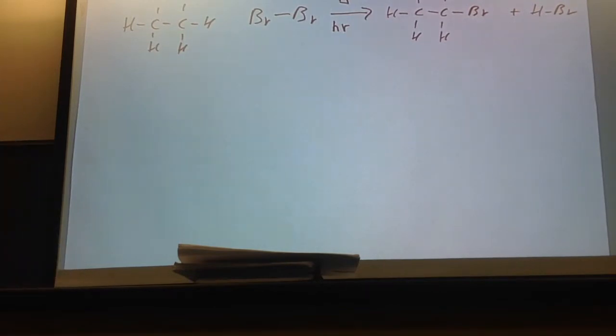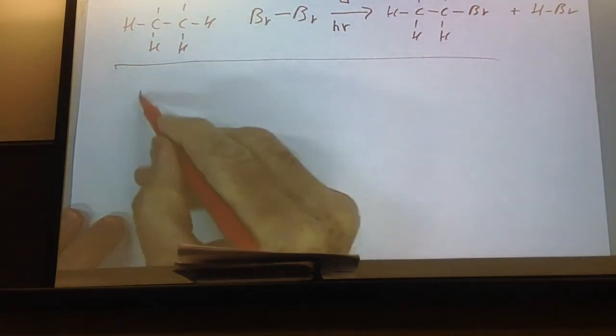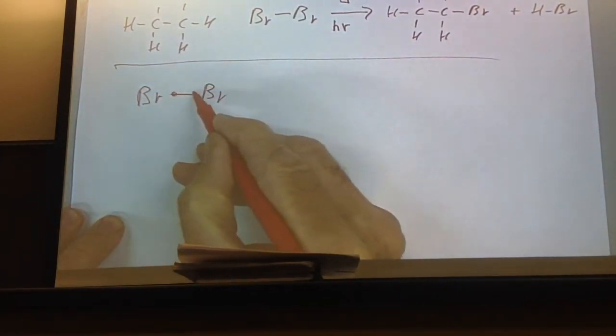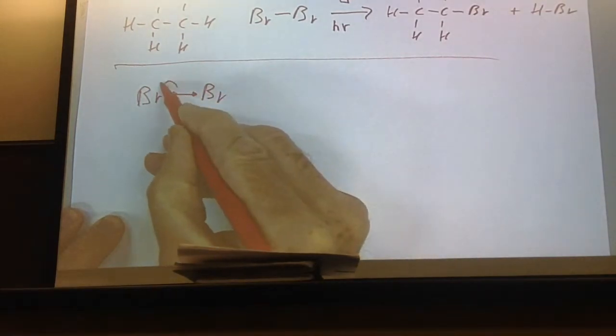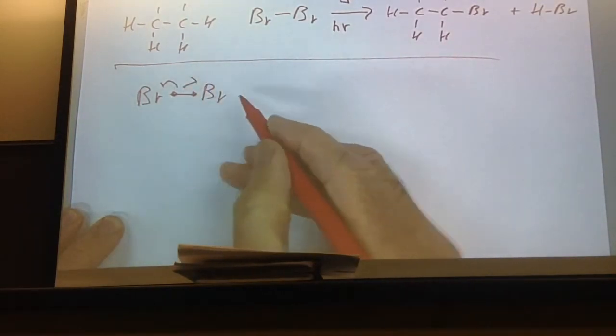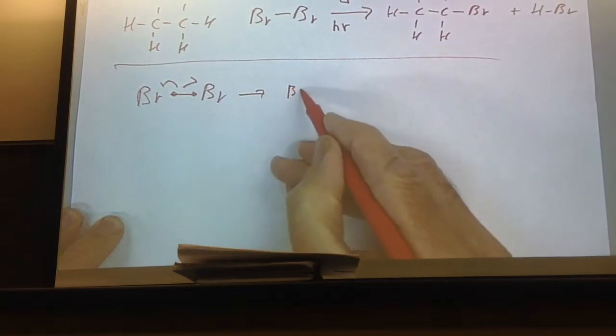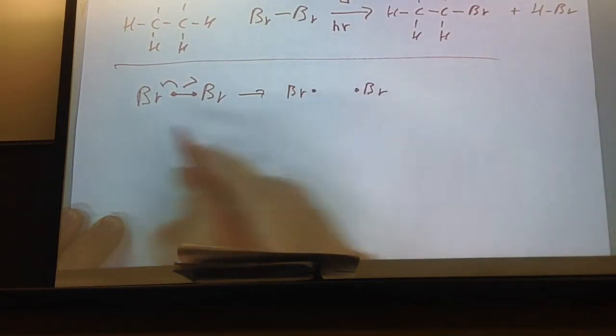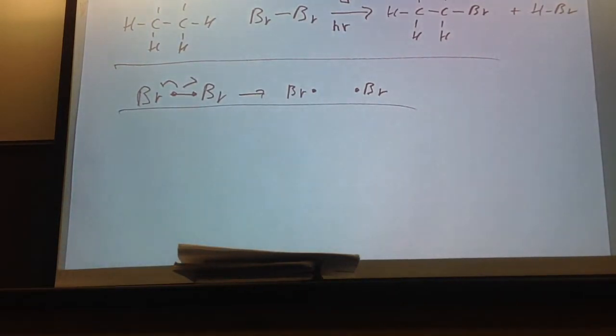So, the initiating step. You can do something like this. You don't need to put the dots here. And so you get bromine, you get two bromine radicals. That's how you initiate the process. You just need a small amount of that, just a quick burst of light.